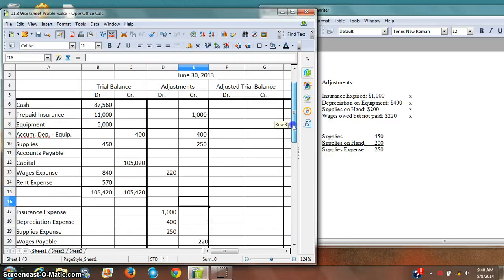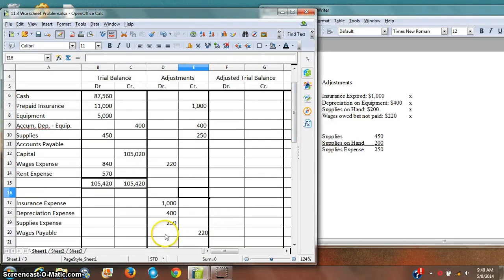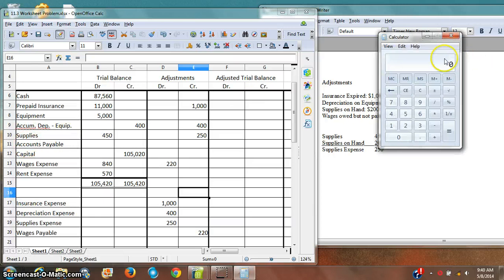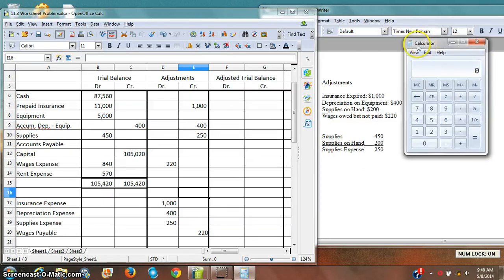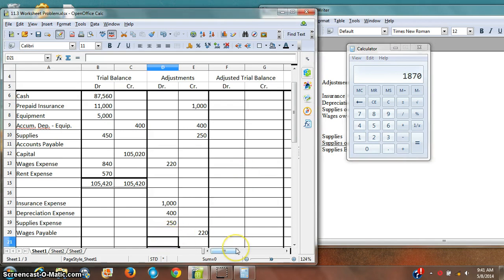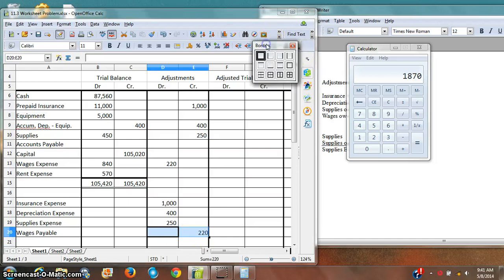Now this is a spreadsheet program, and I could just put a formula down in here, but I just want to show you because some of my students work on paper. And here we go. Here I brought up my little calculator. I'm just going to add this up. On the debit side, 220 plus 1,000 plus 400 plus 250 is $870. Let me put that down here. First, let me put a thick line at the bottom.